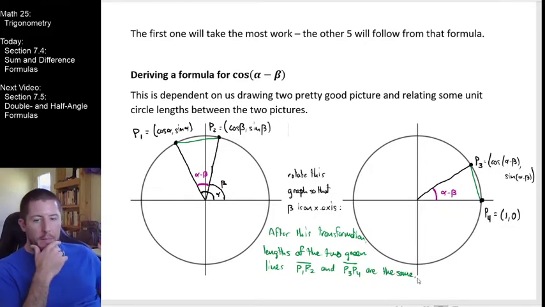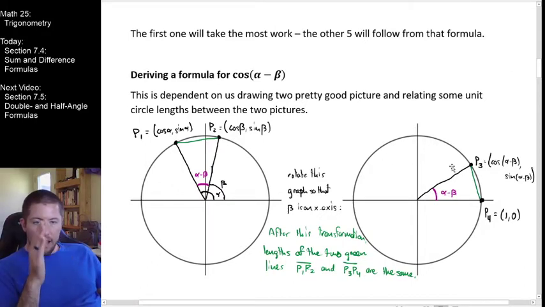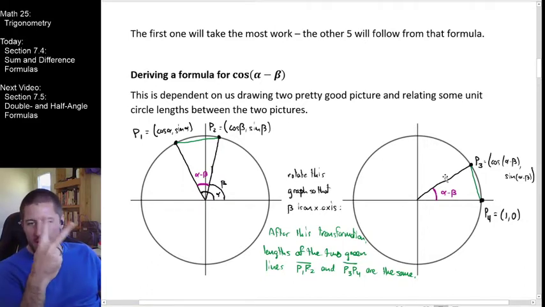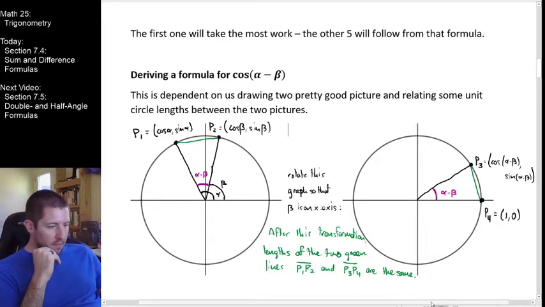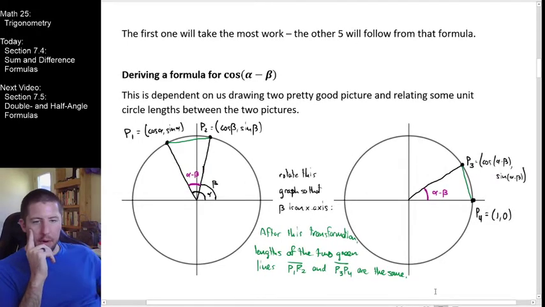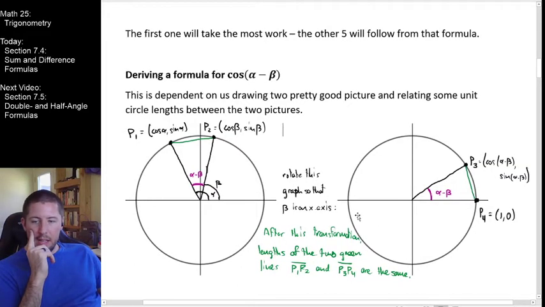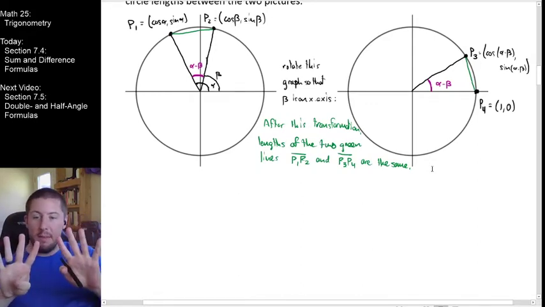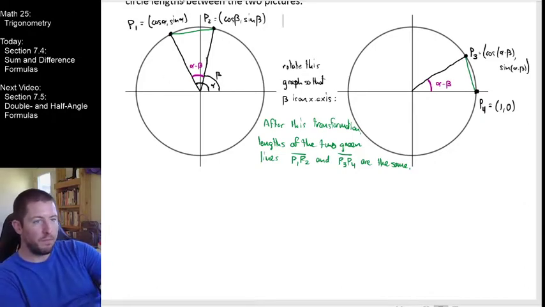All right, so after rotating them, the line from P1 to P2 and the line from P3 to P4 have to be the identical length as one another. I didn't change the length, I just changed where that length was located in space. So the really good thing we can do for ourselves is this: I know where these 2 points are located in space, I've got their XY locations. I know where these 2 points are located in space, I know their XY locations. And I know that the distance from P1 to P2 is the same as the distance from P3 to P4. I'm going to be able to set up 2 distance formula statements and set them equal to each other. Let's go ahead and do that.